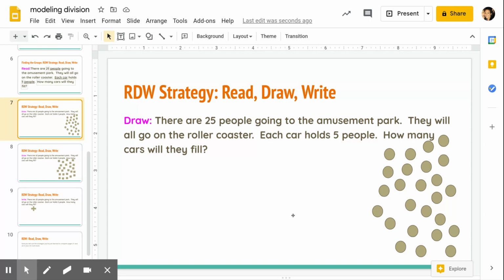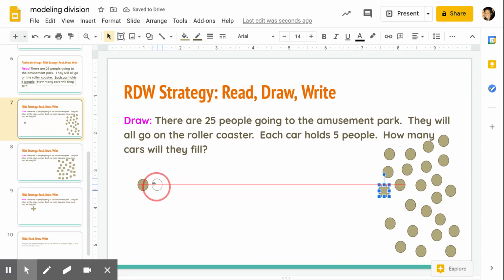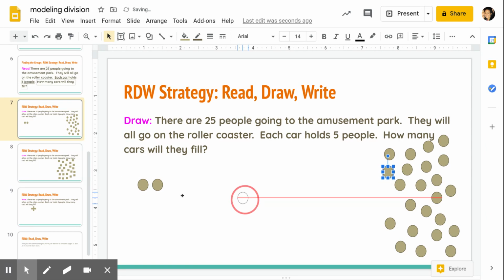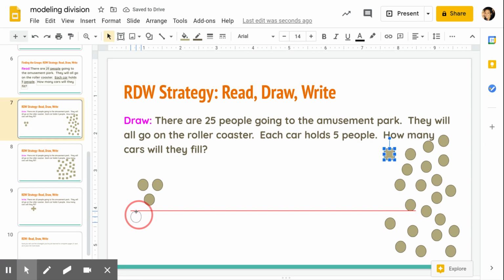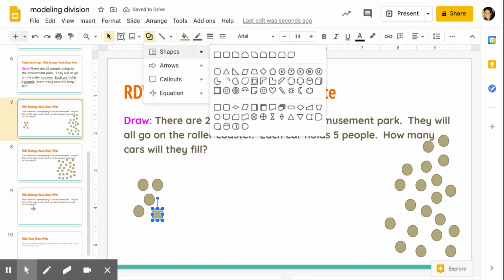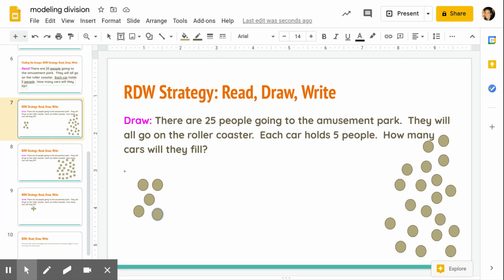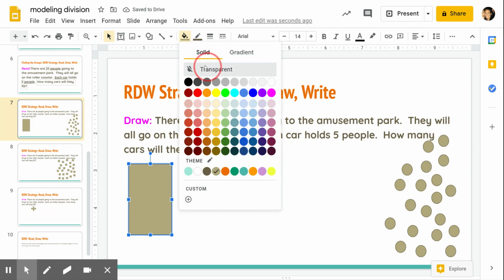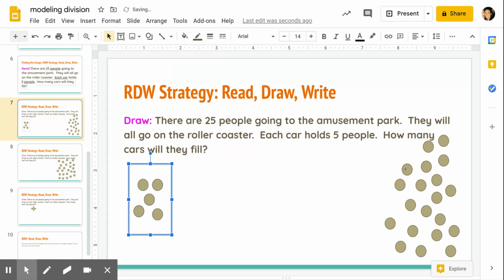So I'm just going to go ahead and put them in groups of 5. 1, 2, 3, 4, 5. And what I'm going to do is put a box around that. I'm going to make it an official group. And then I'll start over.